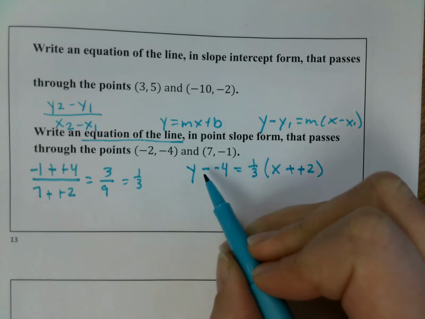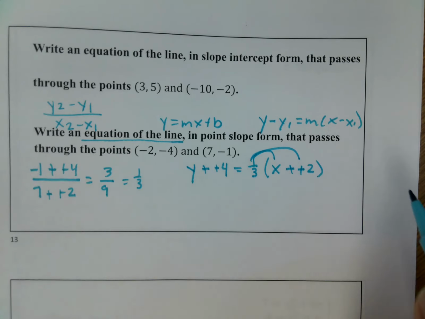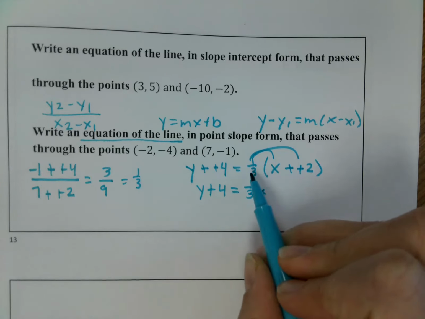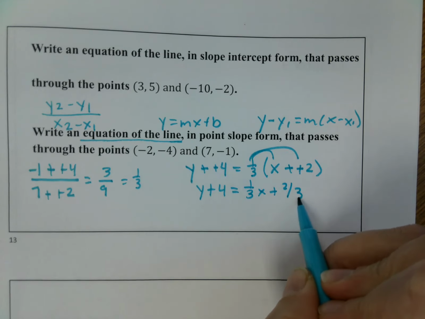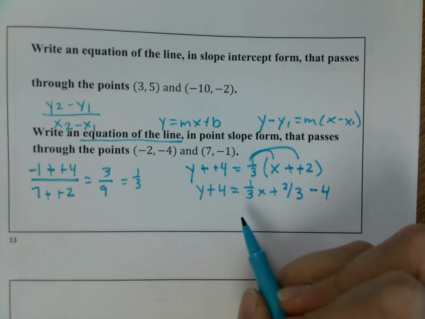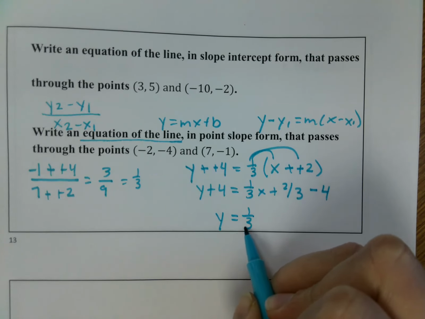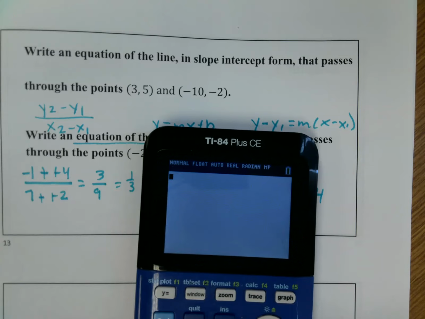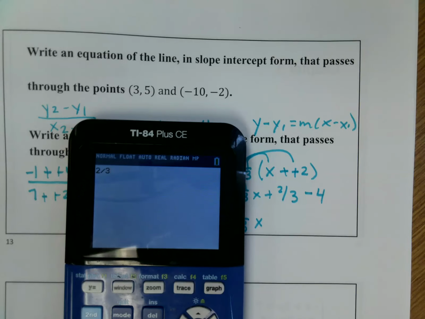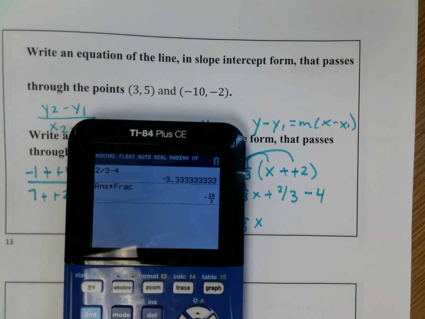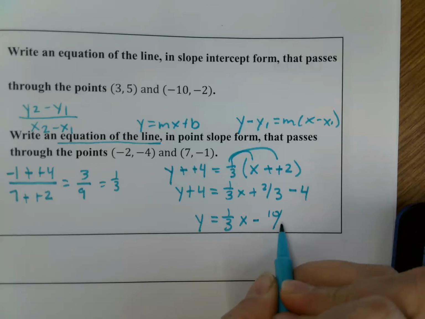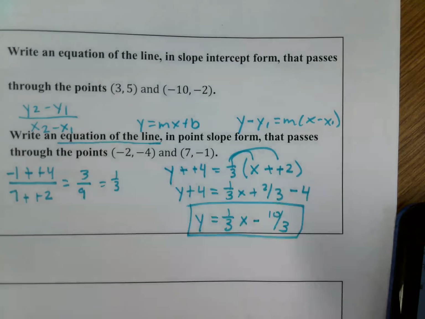This becomes plus, and plus, plus. So I'm going to distribute this 1/3 first. So I have y plus 4 is equal to 1/3 x. 1/3 times 2 is 2/3. And now I have to subtract 4. A lot of times people are not good with subtracting fractions. In your calculator, what you could do is 2 divided by 3 minus 4, and then go to math and change it to a fraction. So this would be a negative 10/3. And that right there is my final answer for that one.